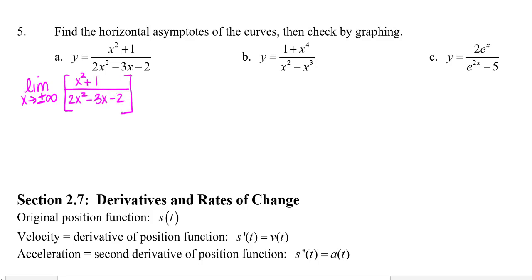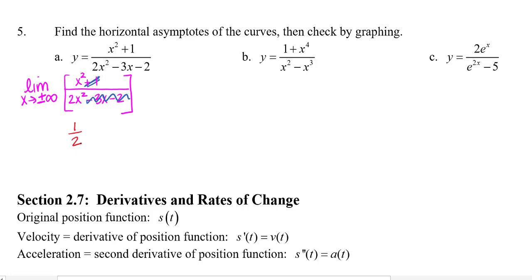And if you think that there's going to be a different limit from the left and from the right, then you definitely want to separate those out. So since I'm looking at that limit as x approaches positive and negative infinity, I cannot pay attention to the plus 1 or any of the minus 3x minus 2. I'm just looking at the highest powered terms here. So then x squared over 2x squared reduces to 1/2 regardless of whether you're putting in positive or negative infinity.